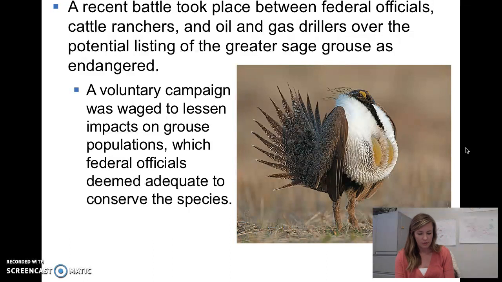And in 2015, the bird was denied listing on the endangered species list. The government said that this agreement was enough to protect it, but both sides are kind of upset with it. The industries say that they're being asked too much of, and the environmentalists say that not enough is being done for the bird. So even though it might seem like a happy medium, neither side is happy.